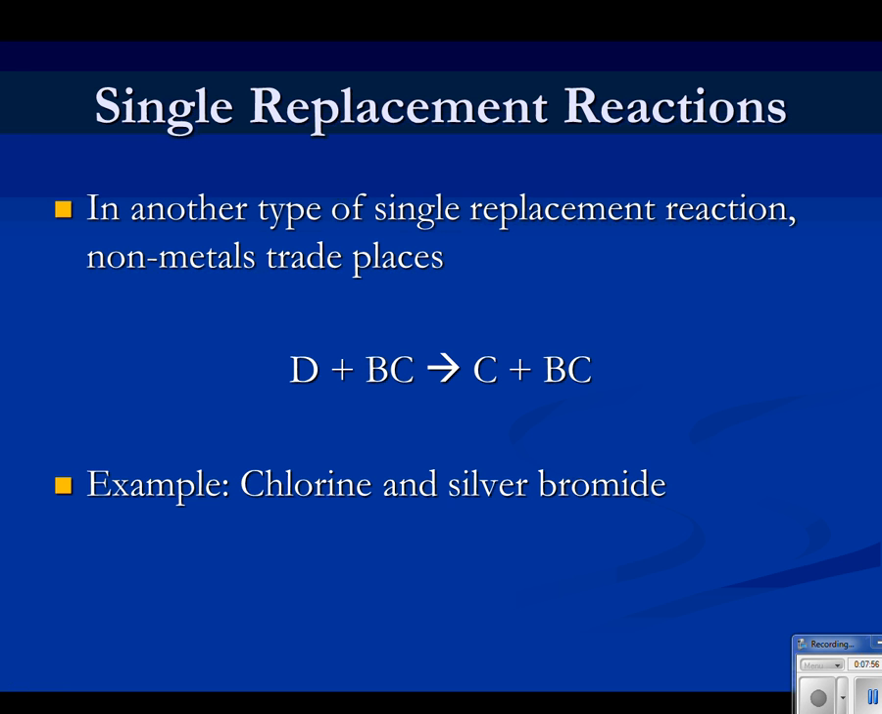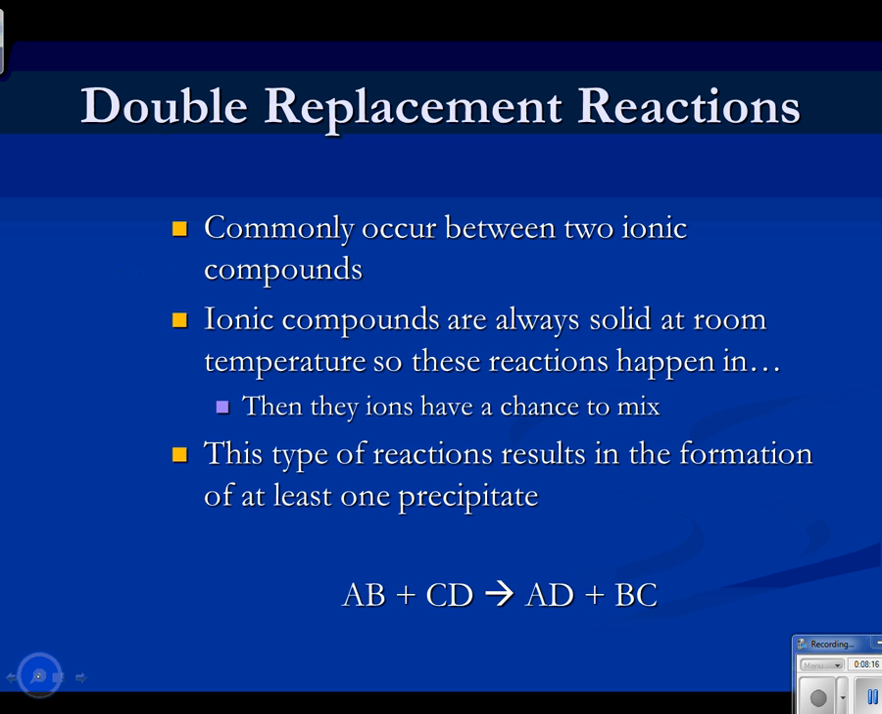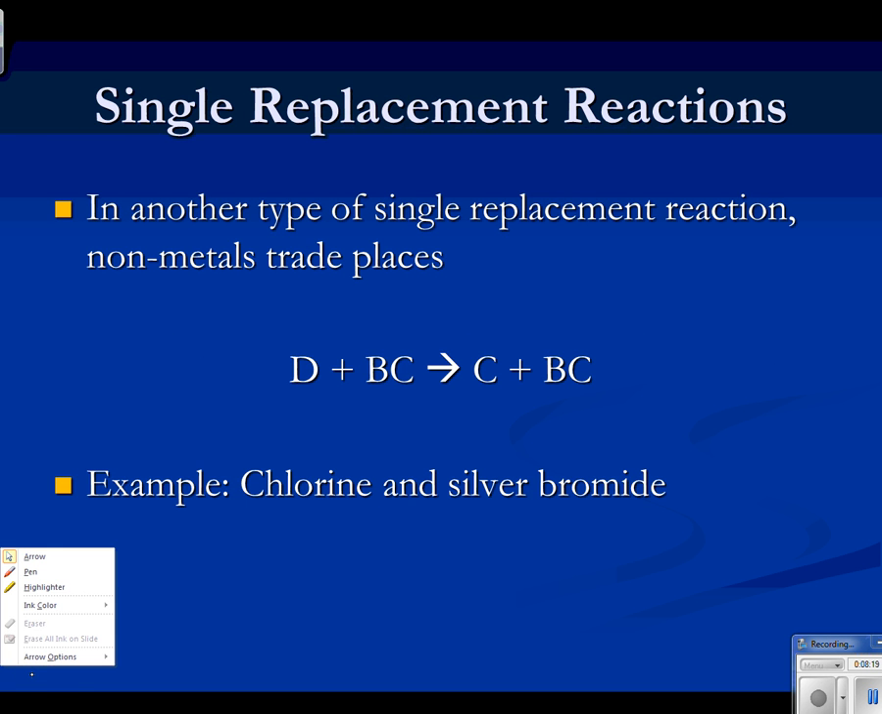Now, another type of single replacement reaction: non-metals can trade places. We talked previously about the first example, how the metals could trade places. Now you can also have the non-metals trade places. So if we look here, we have D plus B and C would give us C plus, and that should be, that's an error there. It should be B, D. So for example, chlorine and silver bromide.